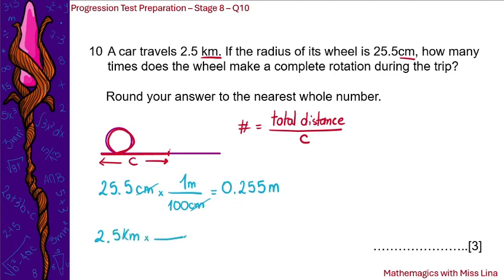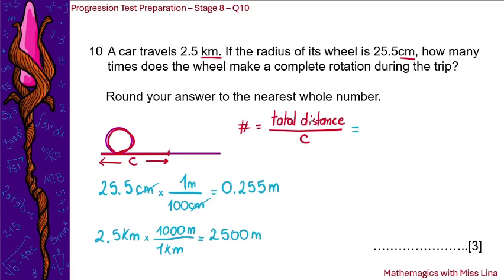And same thing with the kilometers, 2.5 kilometers. We just need to multiply it by 1,000 meters per 1 kilometer. So we just need to move the decimal point to the right. So it's going to be 2,500 meters.